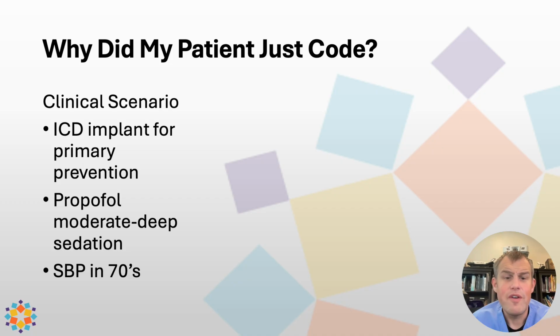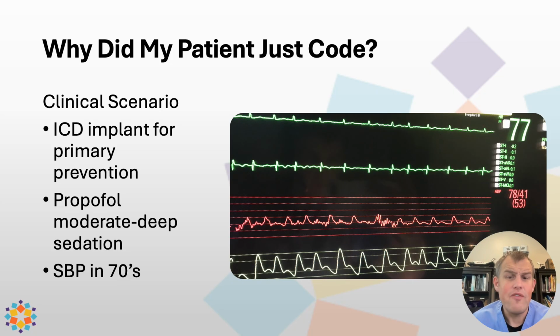Let's start with a very common experience. We have a patient in the EP lab for an ICD implant for primary prevention. The chart doesn't have much information. The patient just needs an ICD, and it does say primary prevention. So you decide on propofol for moderate to deep sedation. This is very common, probably a good plan. However, shortly after the case is started, the systolic blood pressure drifts down into the 70s.